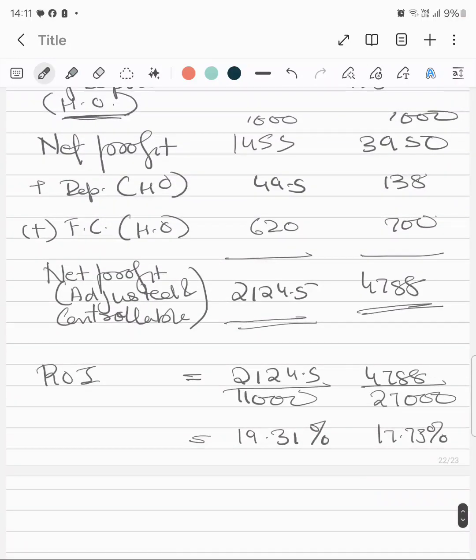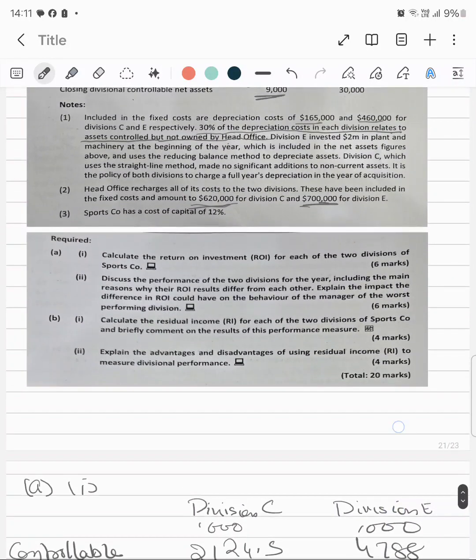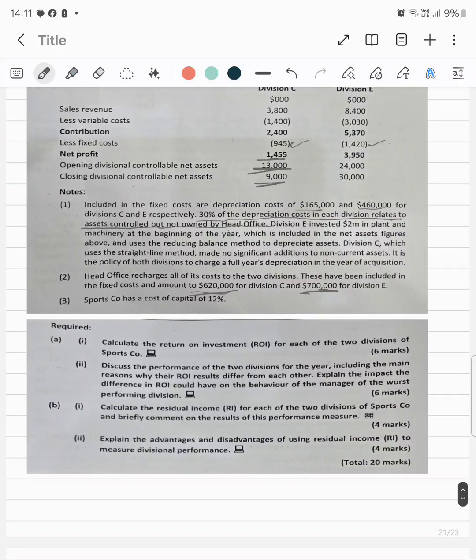So this is my ROI. I think my first part has been calculated. Now it is saying discuss the performance of two divisions for the year, including the main reason why their ROI results differ from each other. Explain the impact the difference in the ROI could have on the behavior of the manager of the worst performing division.